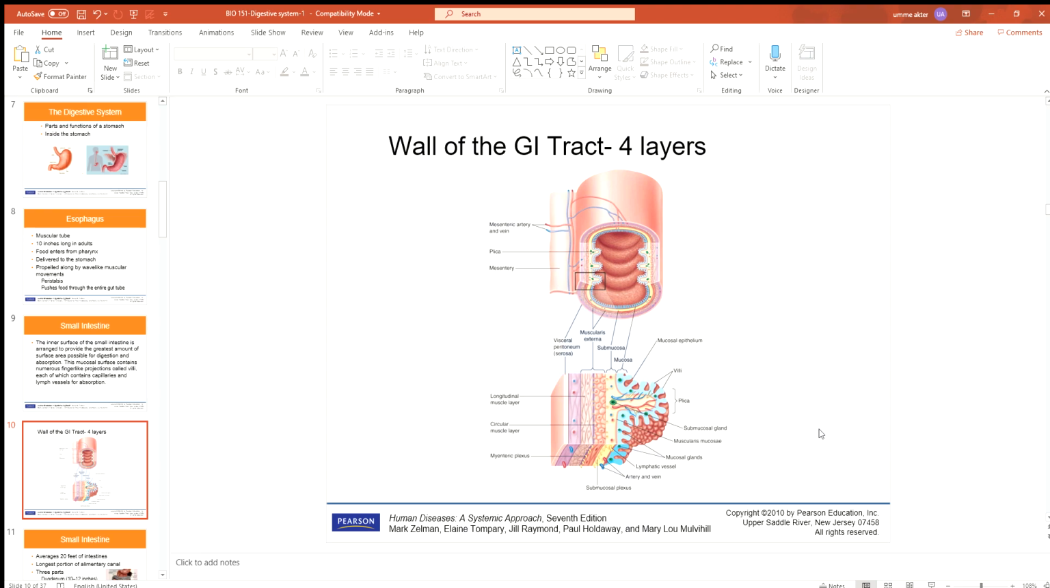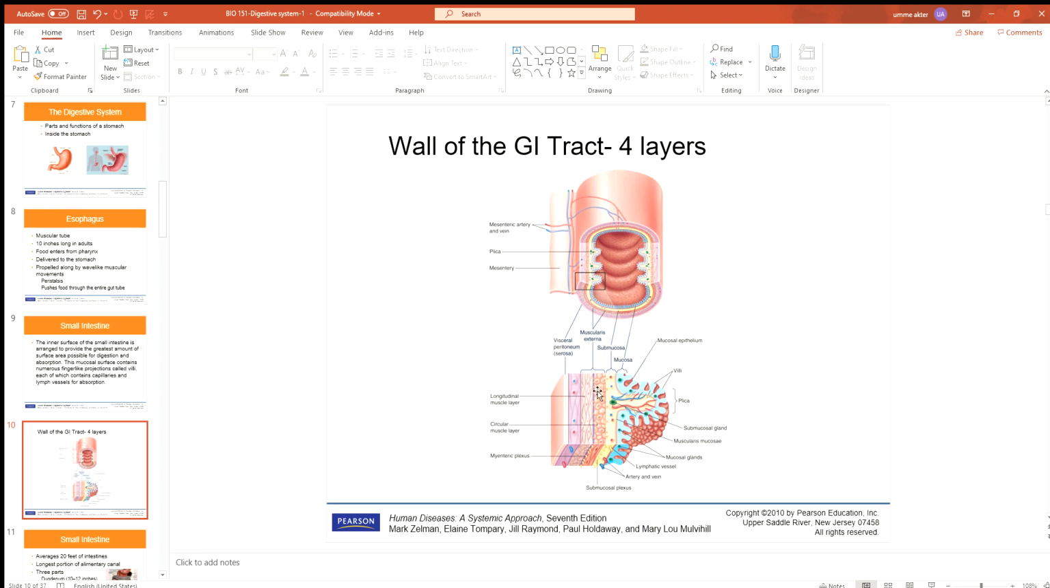Okay. Now remember, almost everywhere in that long tube or GI tract, in the wall, you have 4 layers. From inside to outside, you remember these 4 layers. You have these layers in the esophagus, in the stomach, in the small intestine, large intestine. So everywhere you will see 4 layers in the wall. From inside to outside, you remember these names: mucosa, then submucosa, then the muscular layer, called muscularis externa.